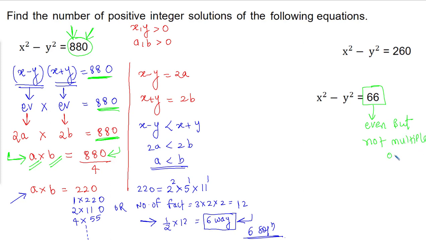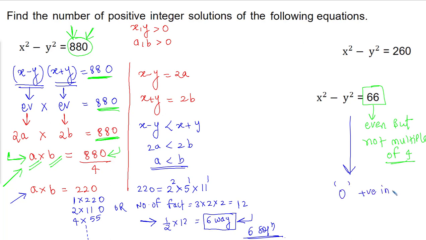Okay everyone, so at this step we will get stuck here. 66 is not divisible by 4. The product of two integers cannot be a fraction. So for this question the answer is going to be 0 positive integral solutions.